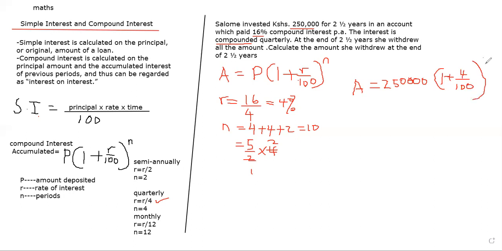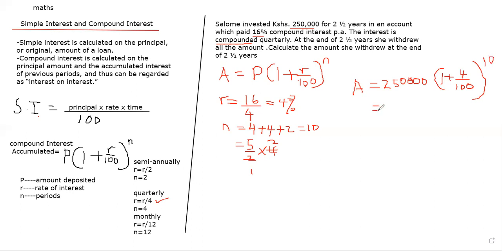We raise it to 10. Raising it to 10 here means that we get the first period, second period, until the tenth. That's why we are raising it to 10. That is 2 times 2 times 2 times 2. So 2 is to 10.